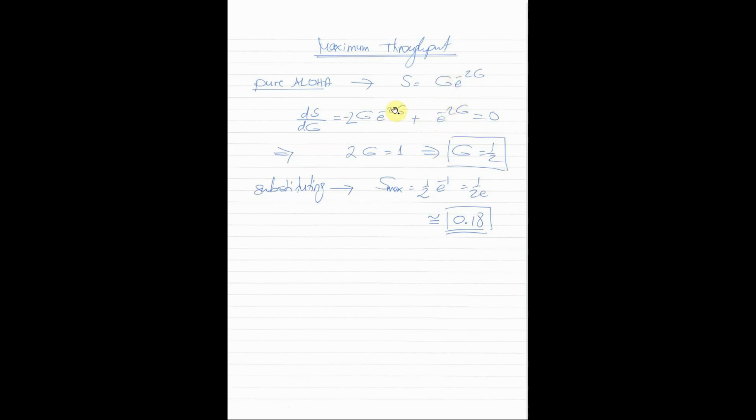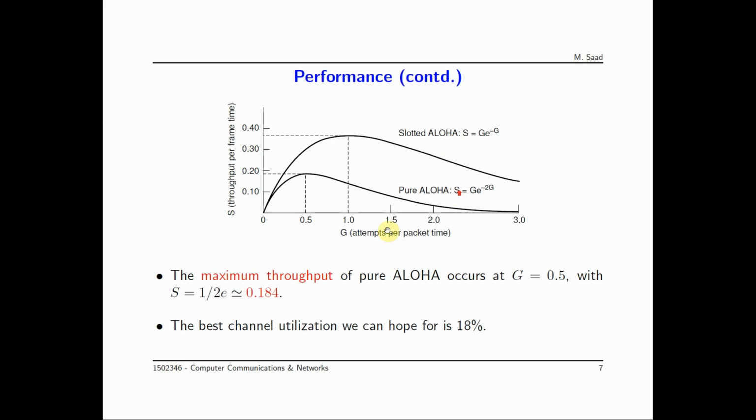So we have this term plus that term equal to 0. Luckily, we have e to the power of minus 2G in both. So if we imagine that we divide the whole equation by e to the power of minus 2G, this will cancel, and the equation becomes minus 2G plus 1 equal to 0. By organizing terms, 2G is equal to 1, or G is equal to half. So this tells you when the offered load G is equal to half, the throughput is maximum.